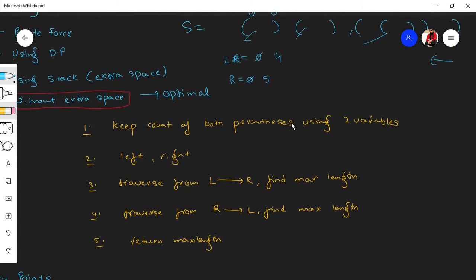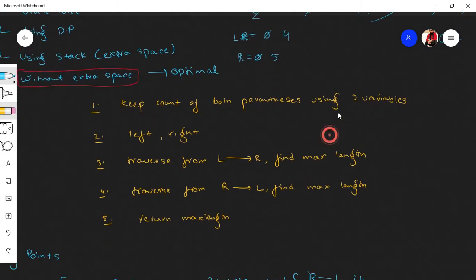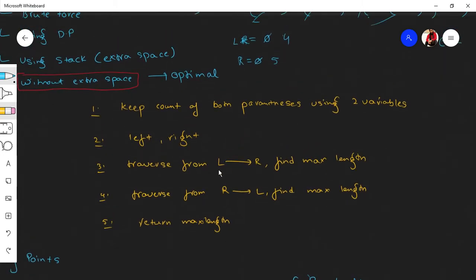So we need to keep count of both parentheses using two variables, left and right. We need to traverse from left to right and find the maximum length, then traverse from right to left and find the maximum length. I'll tell you how to find this maximum length. Then we need to return the maximum length. This is our overall overview.